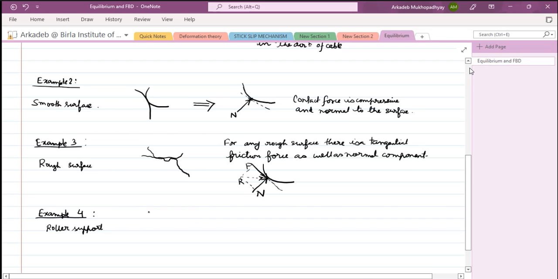In bridges, one end is on roller support, isn't it? Yes, sir. Right. So here you have a roller support, or you can have roller support in other forms, like this.